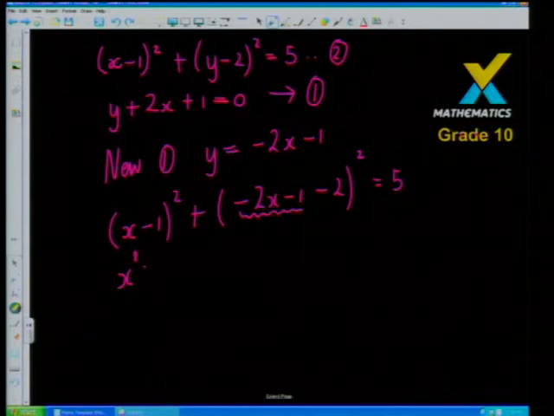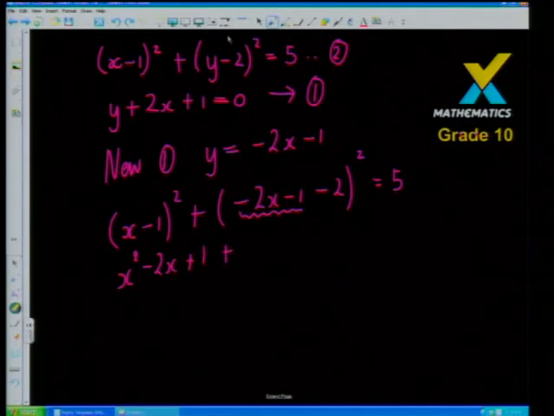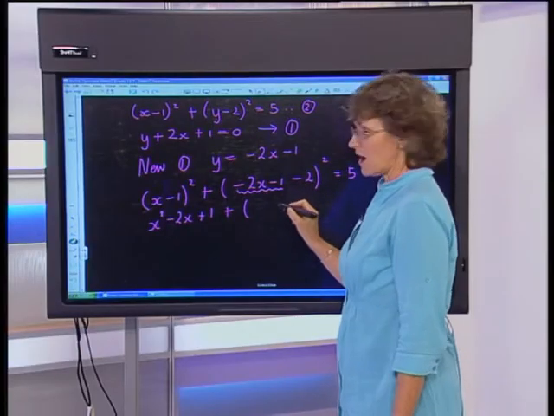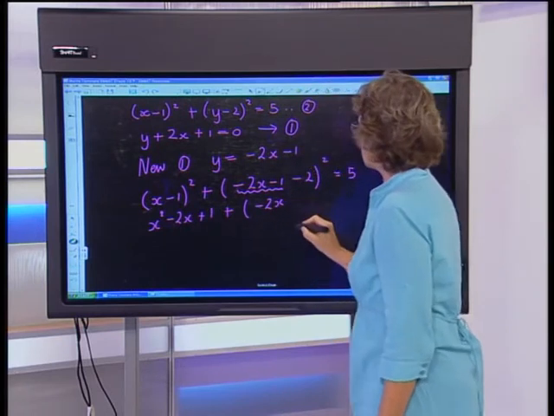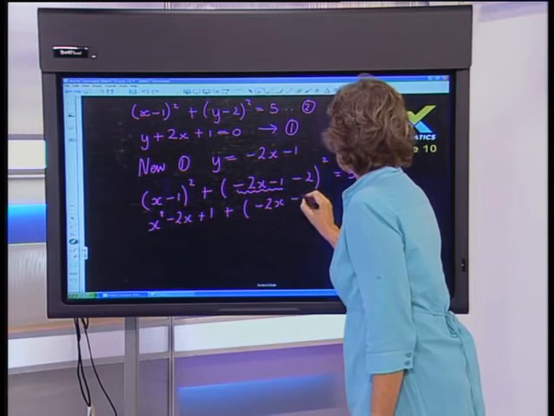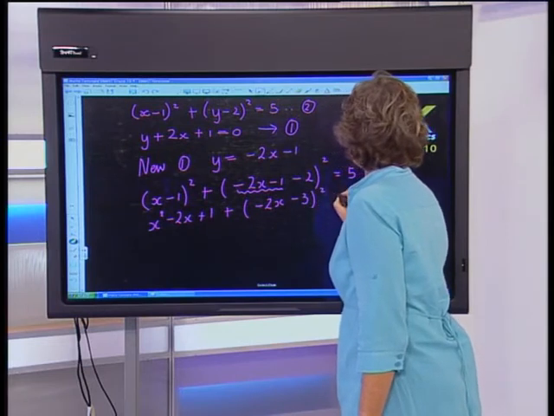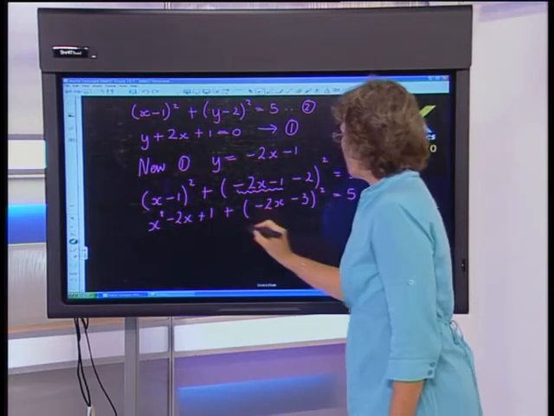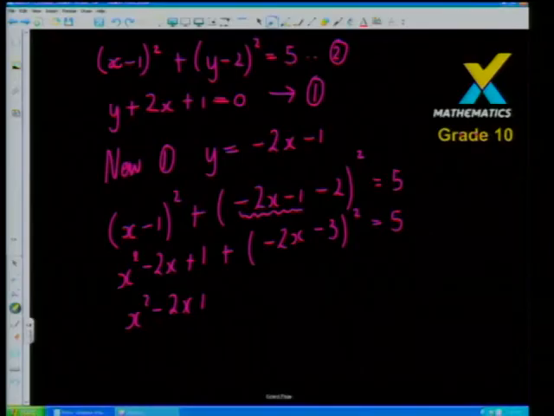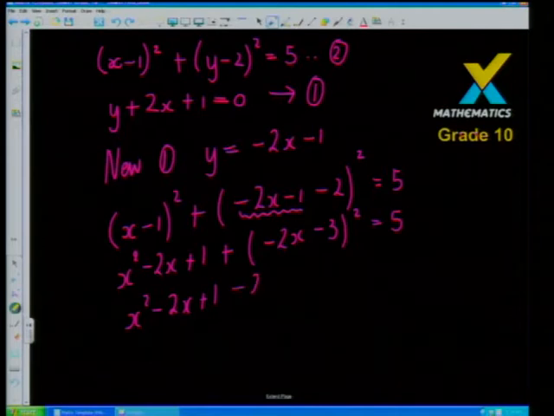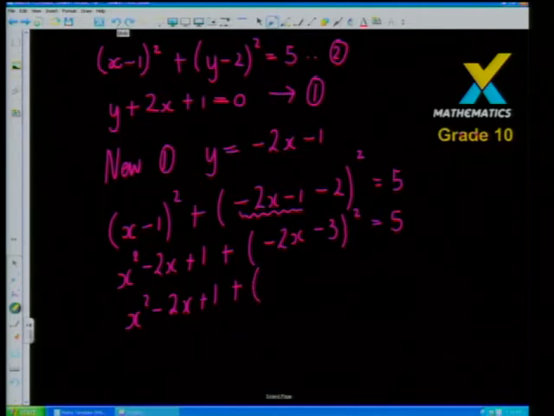So we're going to get x squared, subtract 2x, add a 1. And then here, before I square out, I think it could be quite good for me if I just quickly add my like terms in here. So I've got negative 2x, subtract 3, squared comes to 5. Right, so x squared minus 2x, add 1, subtract, I'm going to then have add. I wasn't following my basic rules.